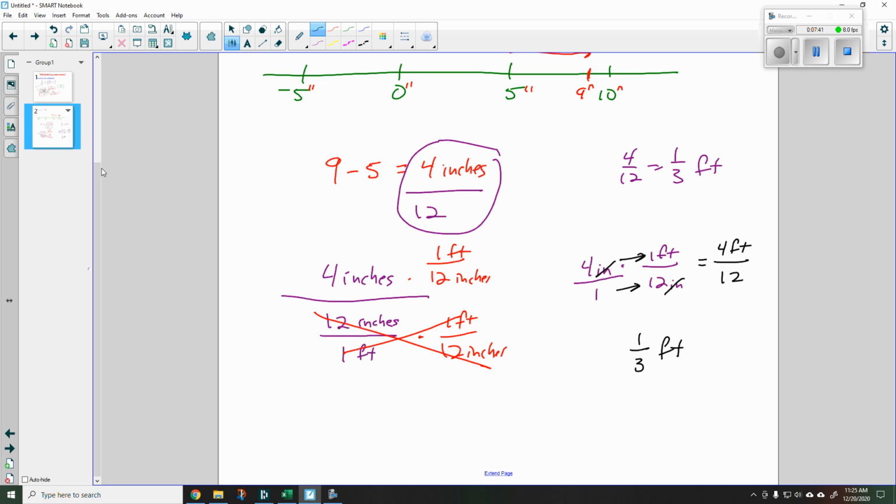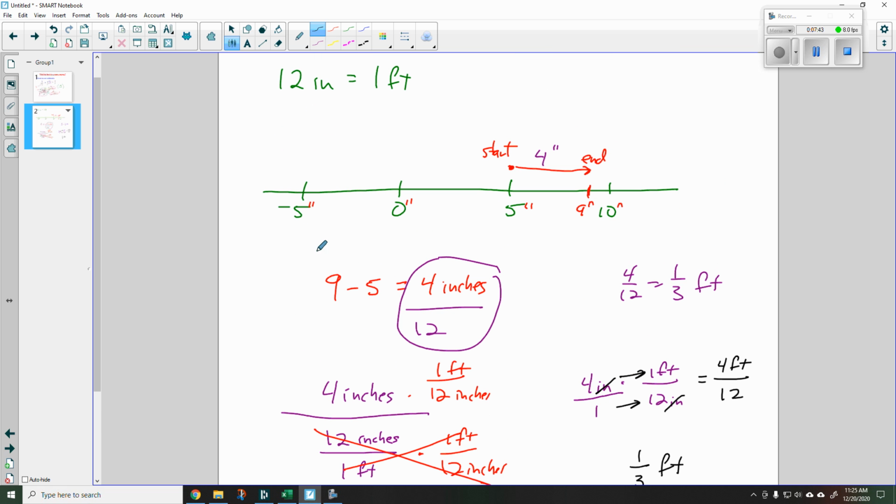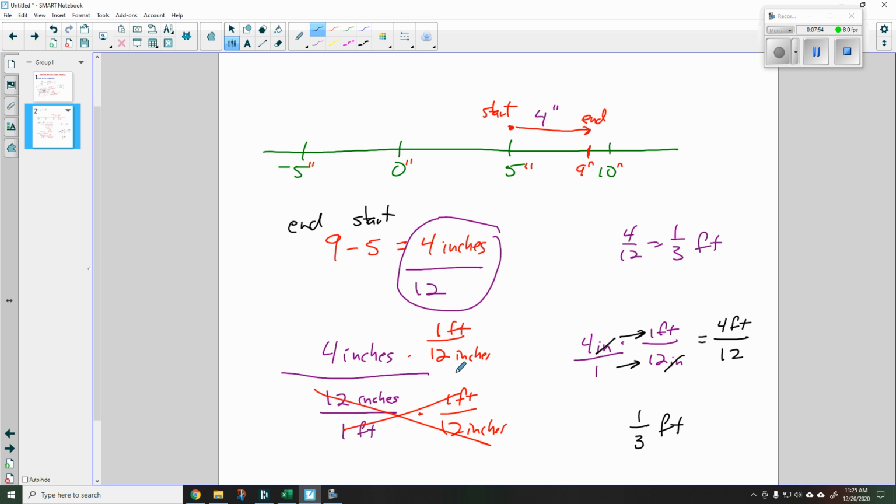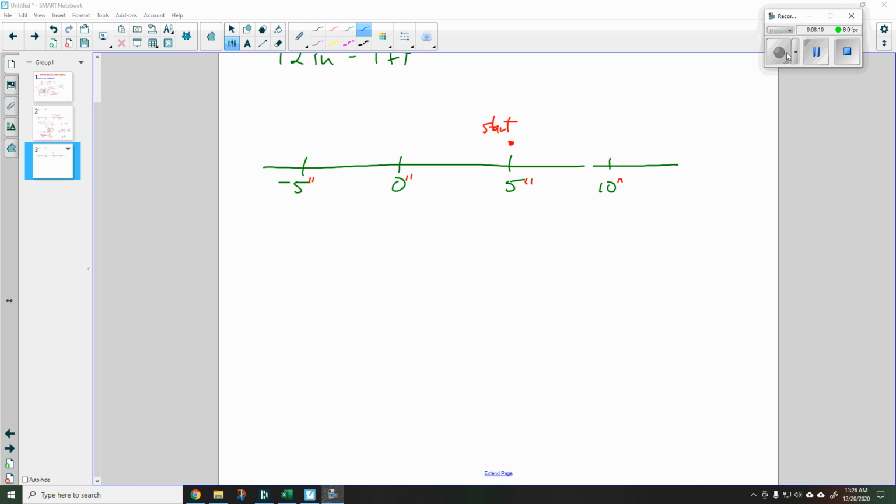So again, I take my end point minus my start point to get the distance, and then I wanted to convert it to the units that I wanted, which was feet. So I'm multiplying by, essentially I'm multiplying by 1, which is 1 foot over 12 inches. Let's do one more problem using this foot and inches, and then we'll get into standard deviations.